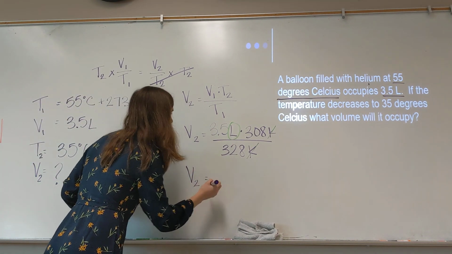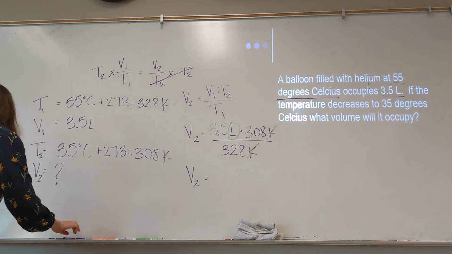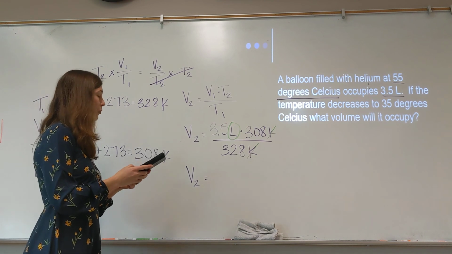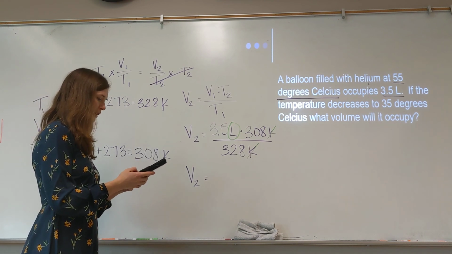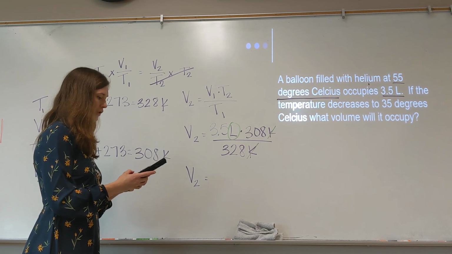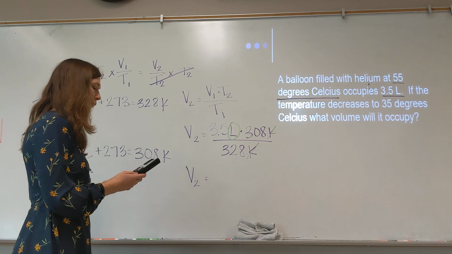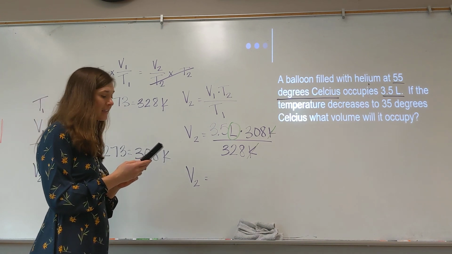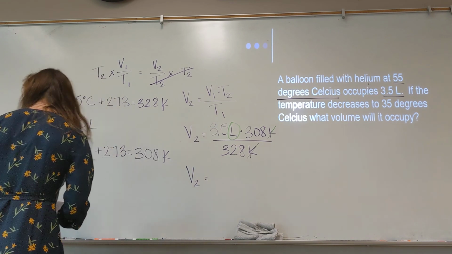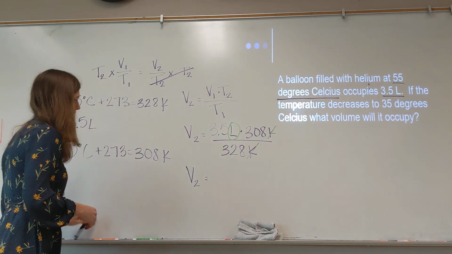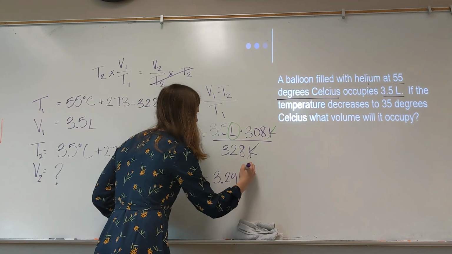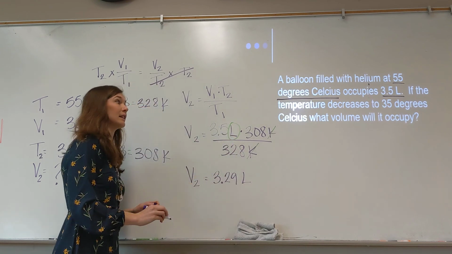Now I can plug this into my calculator. I have 3.5 multiplied by 308 divided by 328. And I get 3.286. So I'm going to round that to 3.29, really, again, liters.